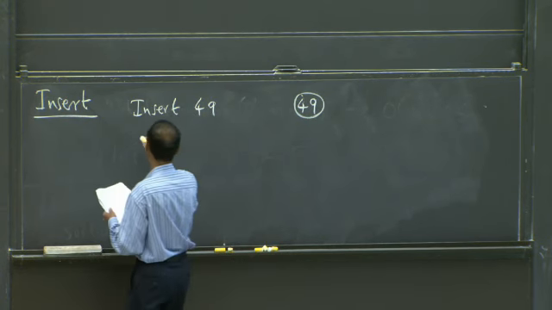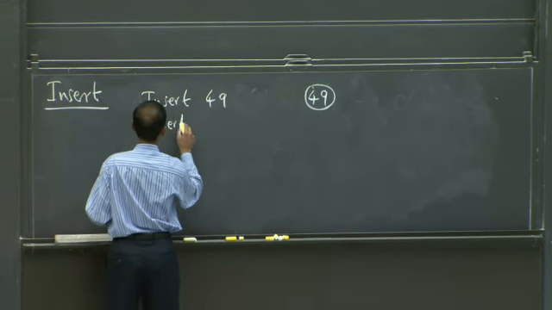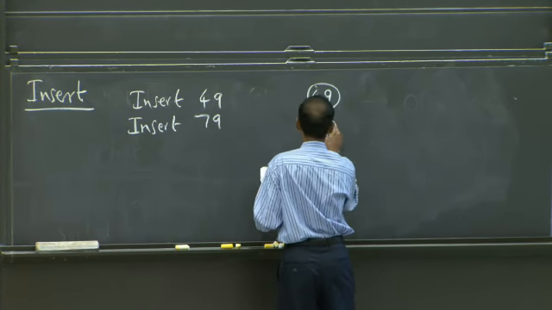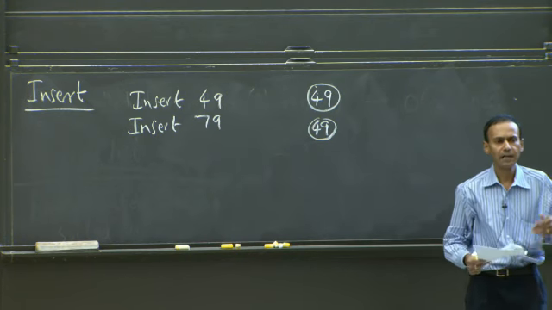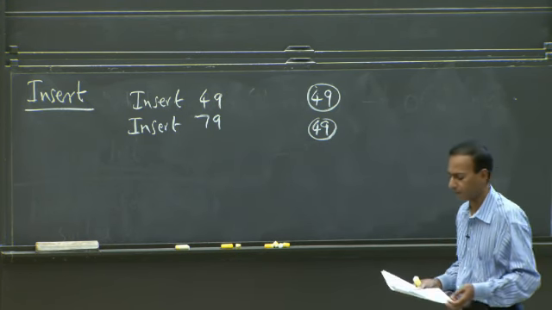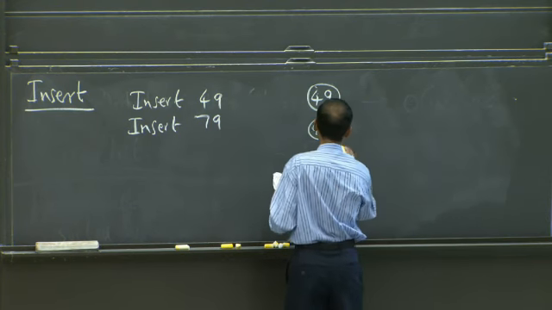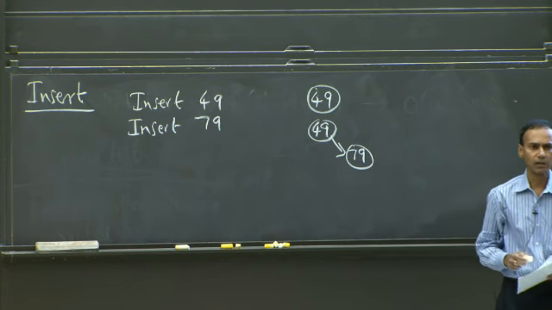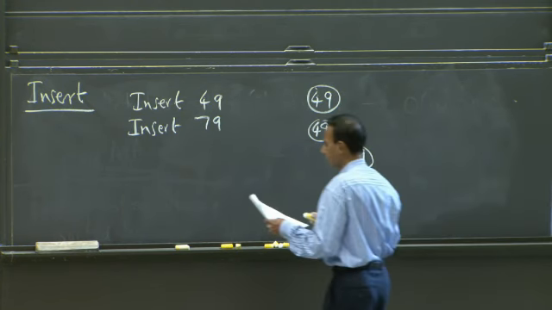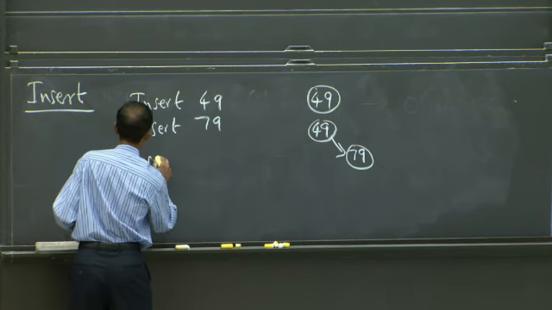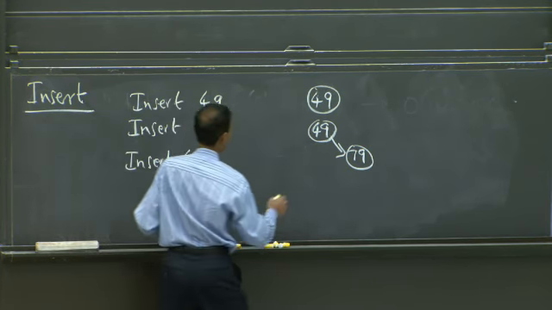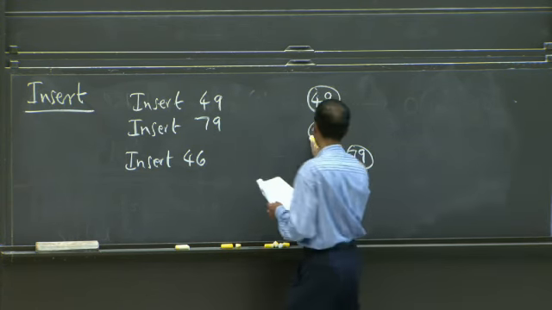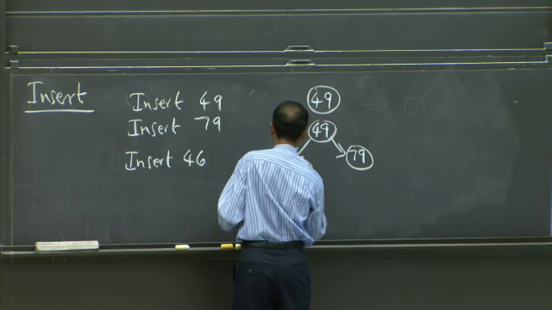I next insert 79. And what happens here is I have to look at 49, and I compare 79 to 49. Because 79 is greater than 49, I go to the right, and I attach 79 to the right child of 49. Then I want to insert 46. I compare 49 and 46. 46 is less. So I go to the left side, and I put 46 in there.